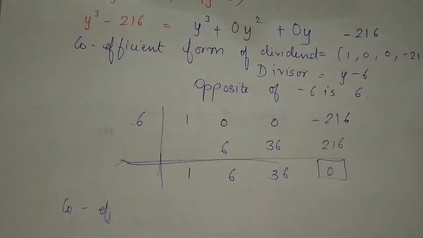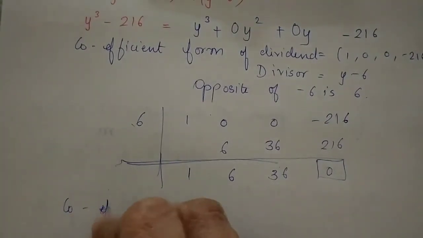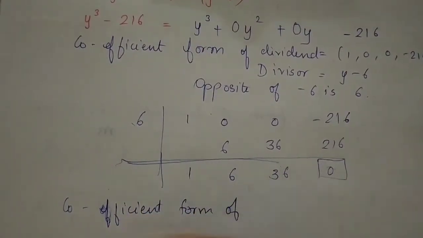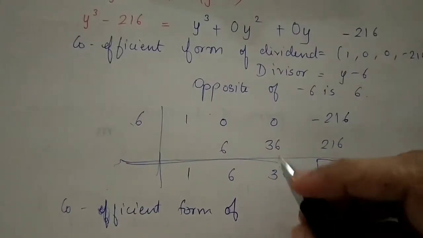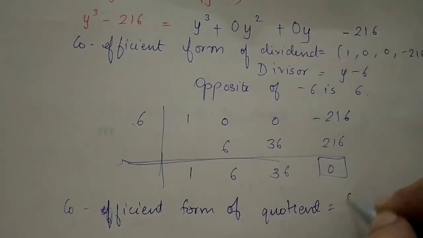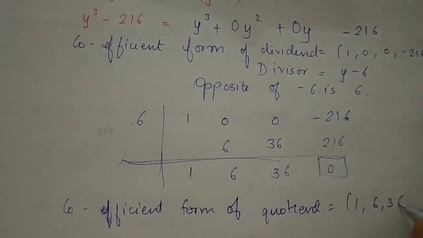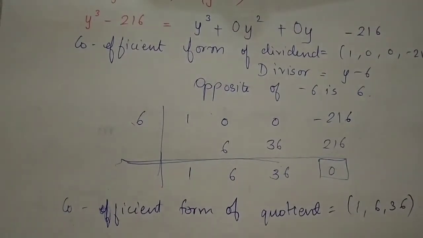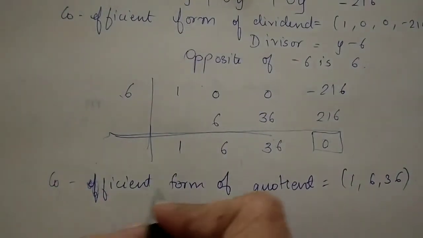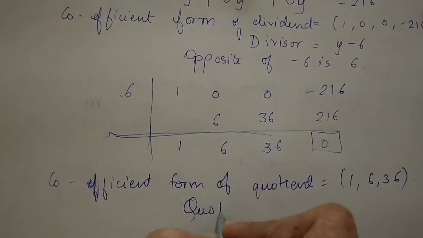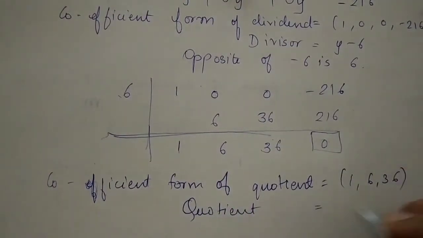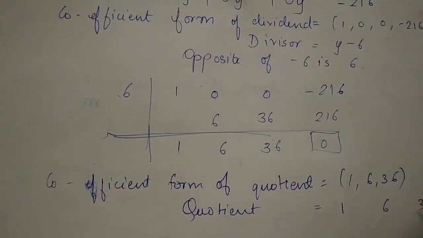the coefficient form of the quotient is equal to 1, 6, 36. Okay, so that will become, so how will I get a quotient out of this? Therefore the quotient will be 1, 6 and 36. So I'll write down 1, 6 and 36.